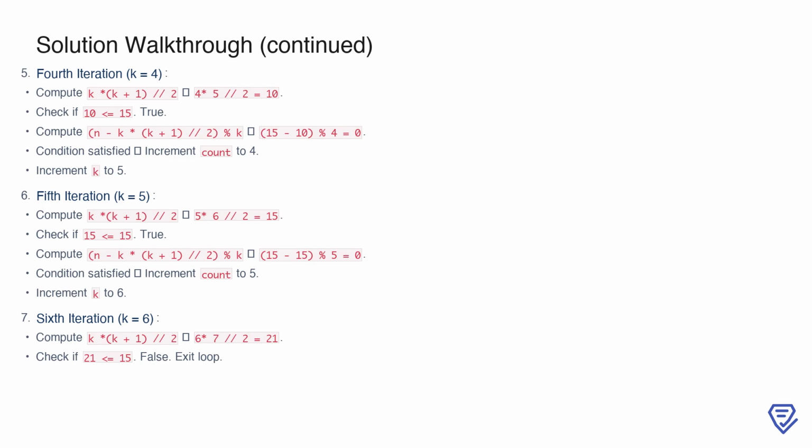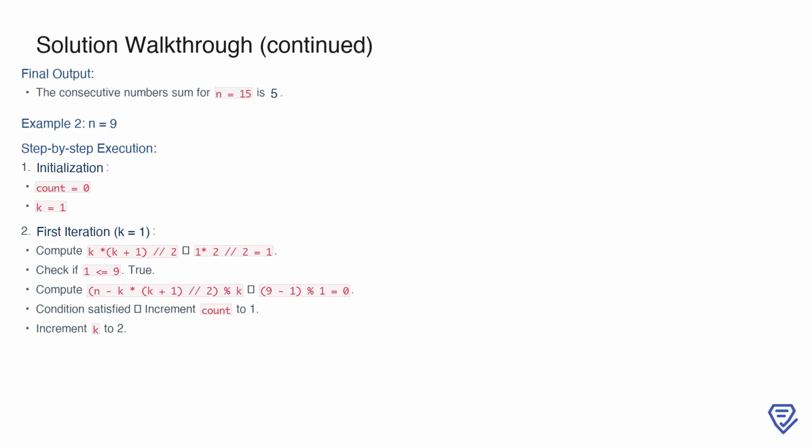When we move to k equal to 6, the sum becomes 6*7/2 equals 21, which exceeds 15. At this point, the loop terminates because we know no further sequences are possible. After completing all iterations, we find that the total number of sequences for n equals 15 is 5.